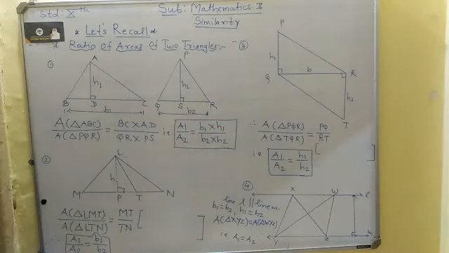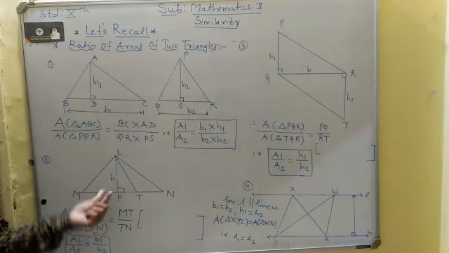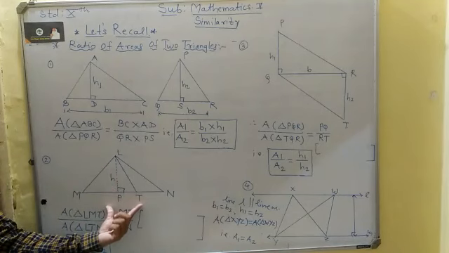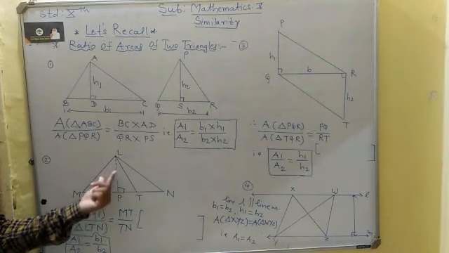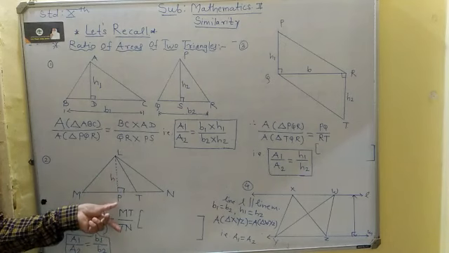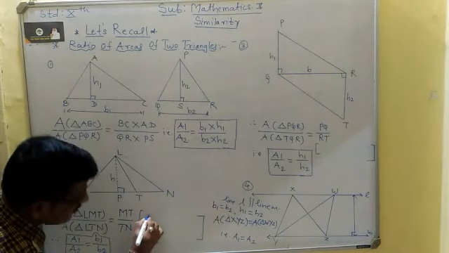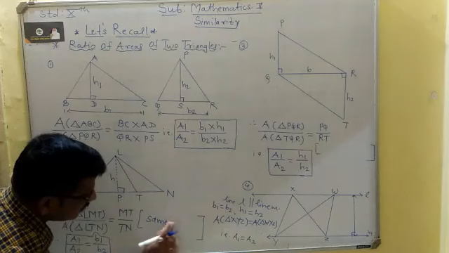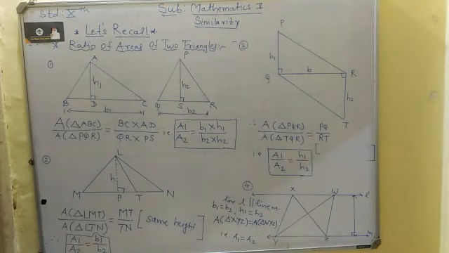That's the first property. Now the second property is for triangles having the same height and different bases. The ratio of areas of triangles with the same height is equal to the ratio of their corresponding bases. That means two triangles having the same height. Using the notation, we write A1 upon A2 is equal to B1 upon B2.